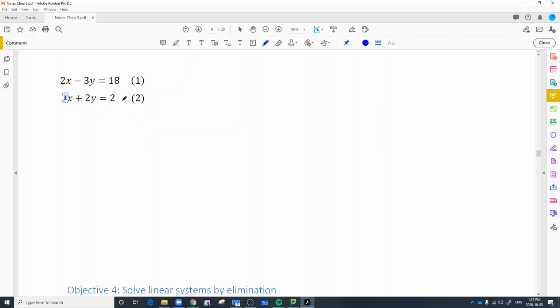That would be this x. So I'm going to take this equation and I'm going to solve for x. So I'm going to subtract 2y, subtract 2y. I get x equals -2y plus 2.